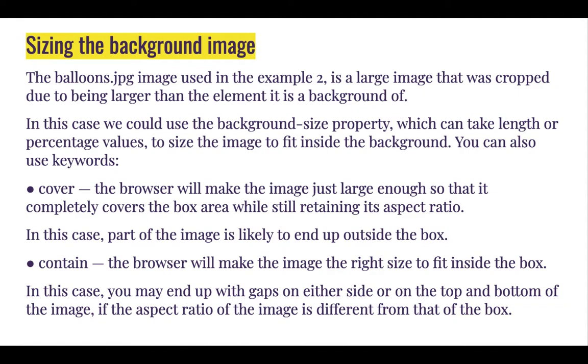You can also use keywords like cover, contain. If you use cover, the browser will make the image just large enough so it completely covers the box area while still retaining its aspect ratio. In this case, part of the image is likely to end up outside the box, but if you use the contain keyword, the browser will make the image the right size to fit inside the box. In this case, you may end up with gaps on either side or on the top and bottom of the image if the aspect ratio of the image is different from that of the box.